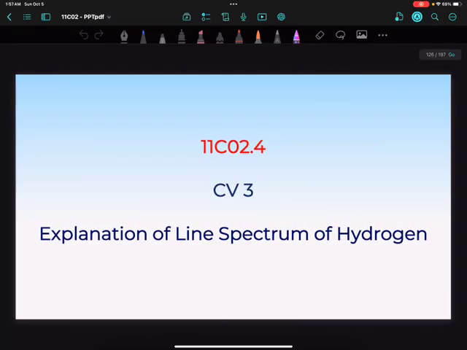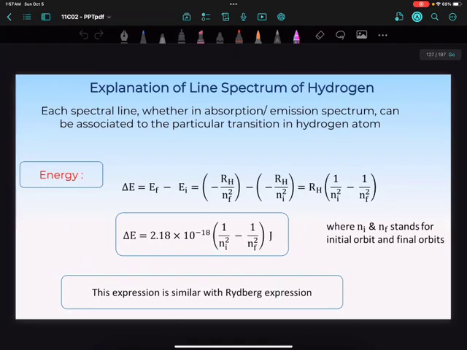So now let's learn about the explanation of the line spectrum of hydrogen. Each spectral line, whether in absorption or emission of the spectrum, can be associated with a particular transition of the hydrogen atom. For example, delta E is equal to EF minus EI, that is minus RH upon NF square minus of minus RH upon NI square. So here delta E comes as 2.18 into 10 raised to the minus 18, 1 by NI square minus 1 by NF square.